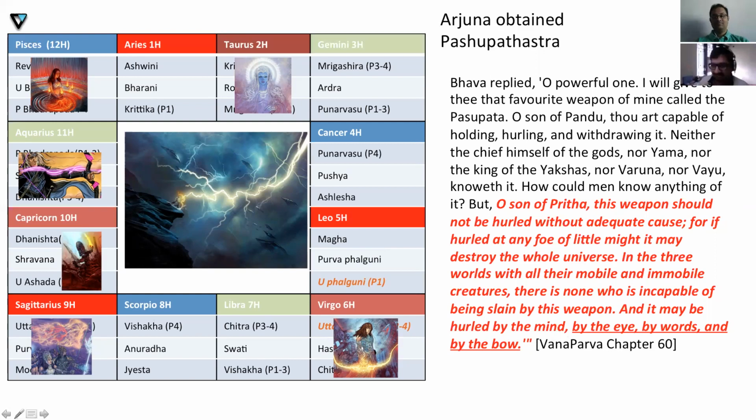That's one thing that I wanted to add. The second thing I wanted to add was that remember, this weapon wasn't used by Arjuna at all in the war, and it's supposed to have increased his confidence so much that he didn't need to use the Pashupatastra at all.